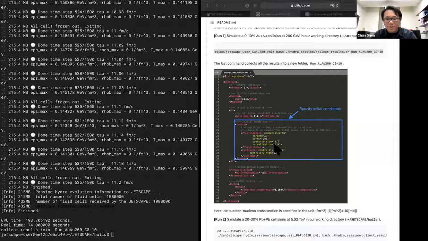The normalization is associated with the collision energy, to get you the correct charged multiplicity. This is a model parameter you have to specify when you run boost invariant simulations in 2+1D. And the other ones are just setting up centralities. So these are the minimum parameters you need to specify a collision system that you want to simulate.